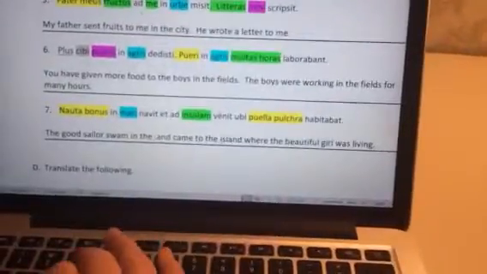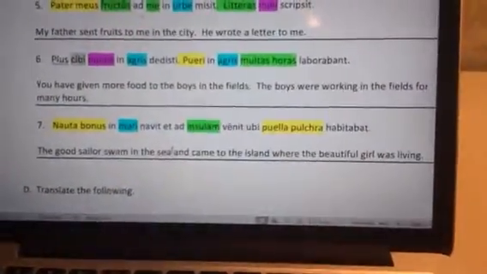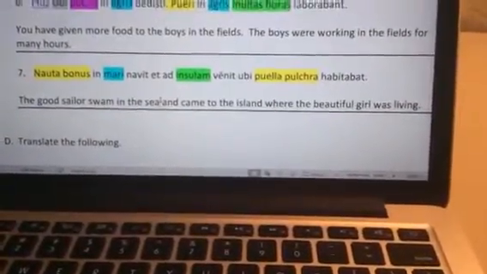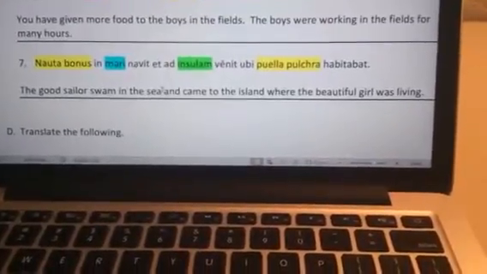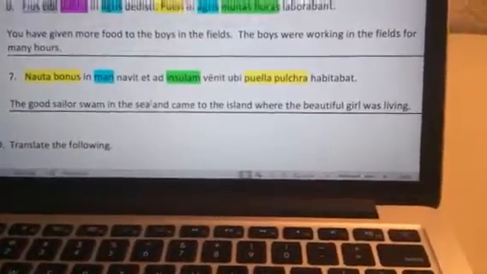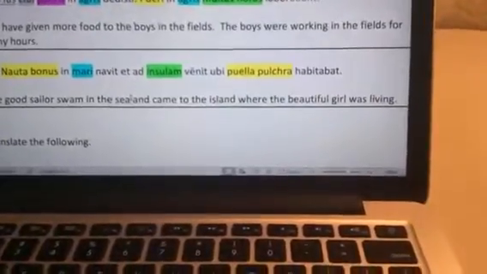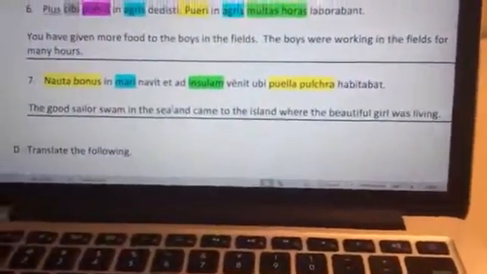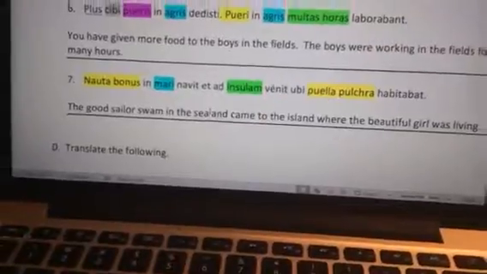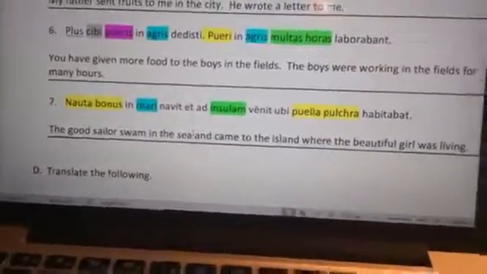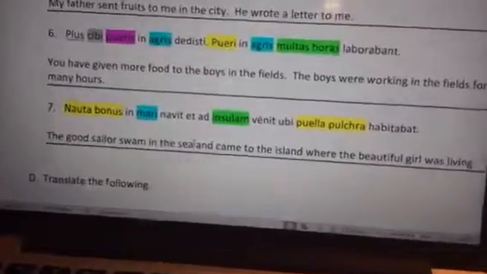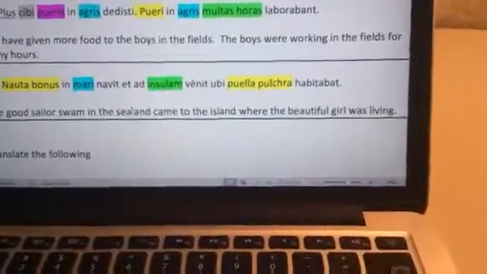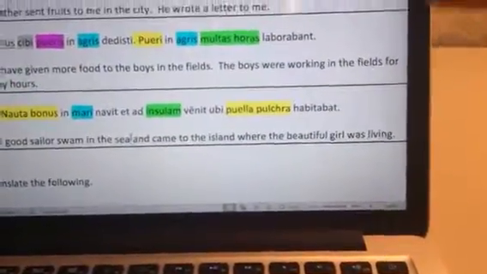Et ad insulam venit. And he came. Venit is the perfect of that verb with the long E. To the island. Ubi. Where the beautiful girl, puella pulchra, habitabat, was living. So see the difference between the imperfect and the perfect. The perfect indicates actions that are done. One and done, right? He swam, not swimming anymore. He came, he's not coming anymore. But she was ongoing. That live is one of those verbs that we often see as imperfect because she was living there for a period of time.